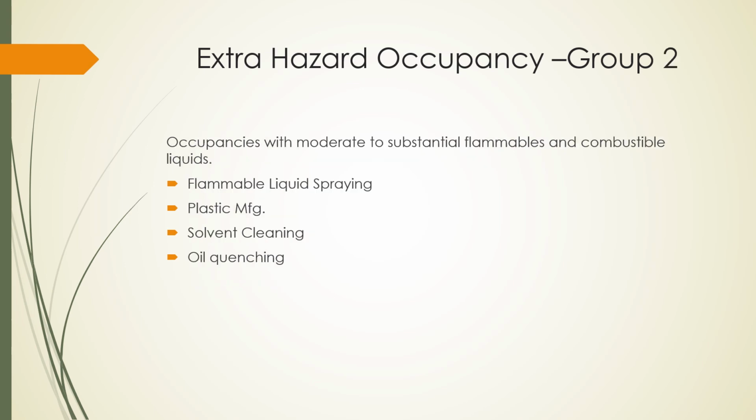And finally, as part of the occupancy groups, we have the extra hazard group 2, occupancies with moderate to substantial flammables and combustible liquids. That would include plastic liquid spraying, plastic manufacturing. Now, if you recall, I had plastic fabrication in the ordinary hazard. And there's a clear delineation between the two, with one having substantial quantities of hydraulic fluid under pressure, which represent a significant fire loading, solvent cleaning, oil quenching, operations that have a significant amount of flammables in their operation or exposed combustible liquids. As you noticed, I have not discussed storage in any great detail.